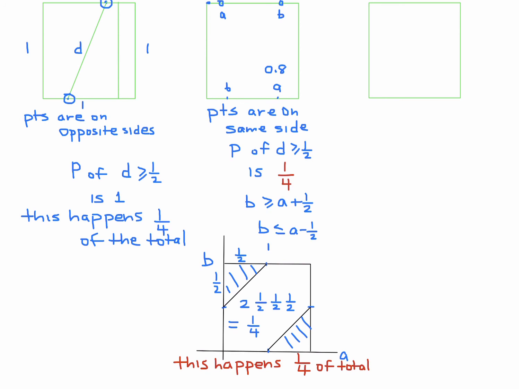All right, now we get to the last part. And the last part is when the points are on adjacent sides. So for example, one point is here and another point is here. And I've got to make sure that the distance between those 2 points is at least a half. So if this is A and this is B, I've got to make sure that distance is at least a half. So the probability of that, of D being greater than a half, is what I have to now figure out.